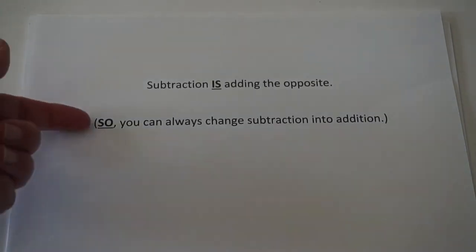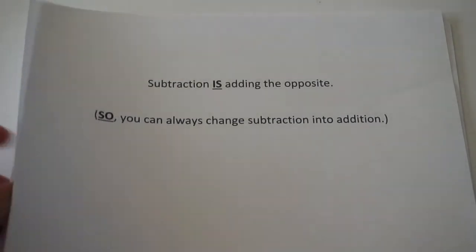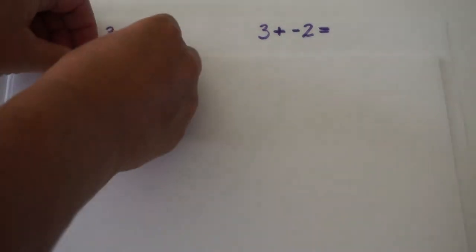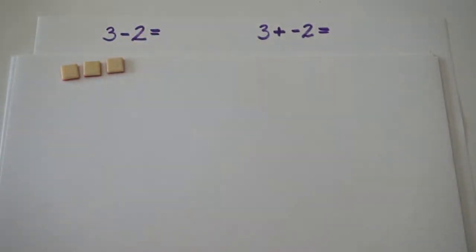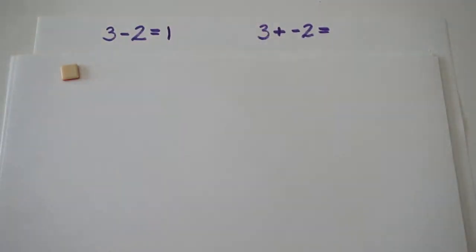And what this means for us is that we can always change subtraction into addition. And that's good news because addition is generally easier and more useful than subtraction. So let's get started. In our first example, we have 3 minus 2. We use the takeaway model of subtraction. So here's 3. We take away 2, we're left with 1, and that's our answer.